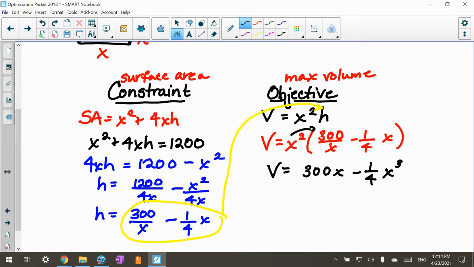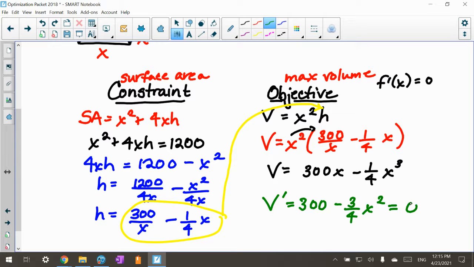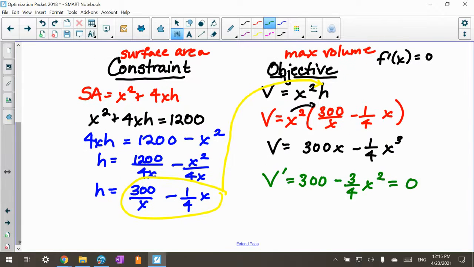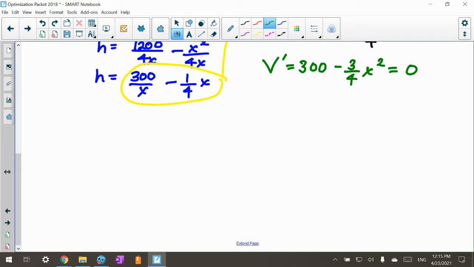Now remember, in order for us to find the max volume, we have to find the x that has the max volume. Remember, we always did our first derivative and put it equal to 0. So I'll change colors here, do v prime. So v prime is going to be 300, it's just the power rule, minus 3/4 x squared, and then we're going to put that equal to 0. And that should tell us what x is going to give us the max volume.